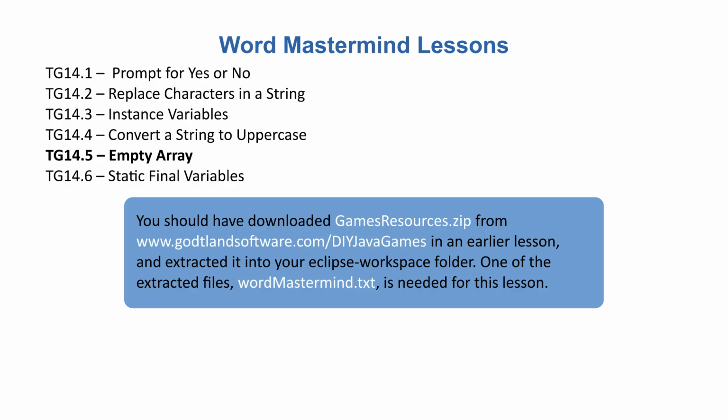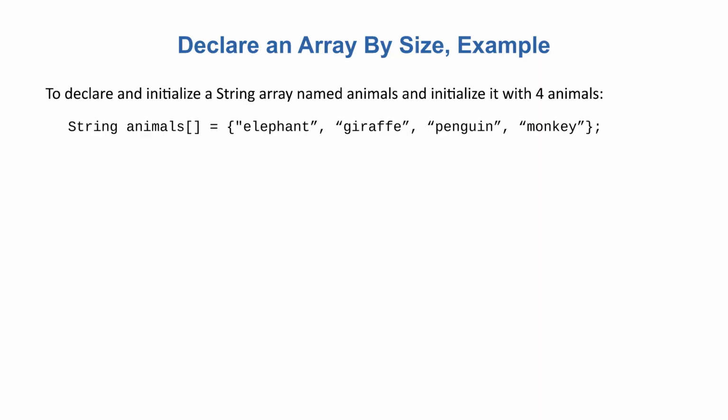Note, you should have downloaded gamesresources.zip from www.gotlandsoftware.com/DIY Java Games in an earlier lesson and extracted it into your Eclipse Workspace folder. One of the extracted files, wordmastermind.txt, is needed for this lesson. You can declare an empty array as long as you know the number of items that will eventually be put into the array. Previously, we initialized the contents when we declared the array.